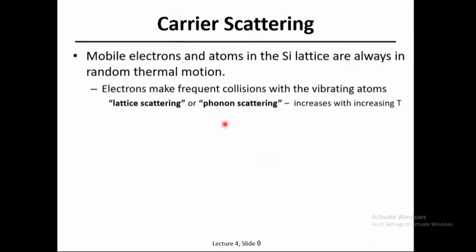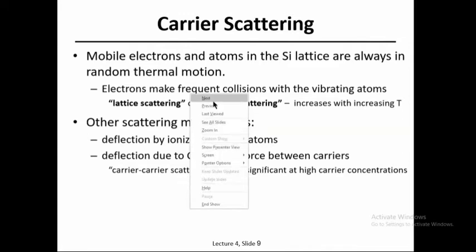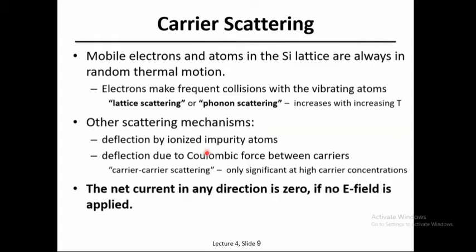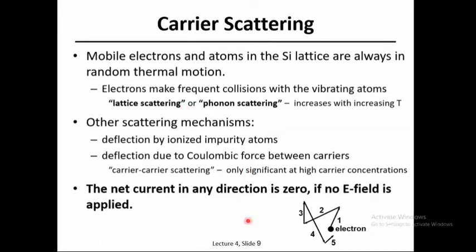Okay, carrier scattering. Here, what are we talking about? We have lattice scattering and phonon scattering. By definition, we are talking about the impurity, the ionized impurity atoms, and carrier scattering as well due to the external force. And then we said that the net current in any direction is zero if no electric field is applied. If there is no electric field, then since we are taking the average, it will be zero.